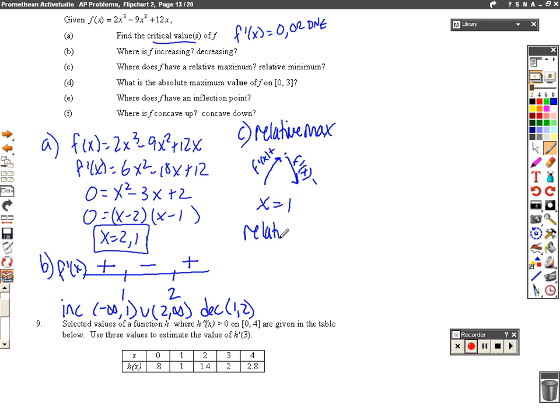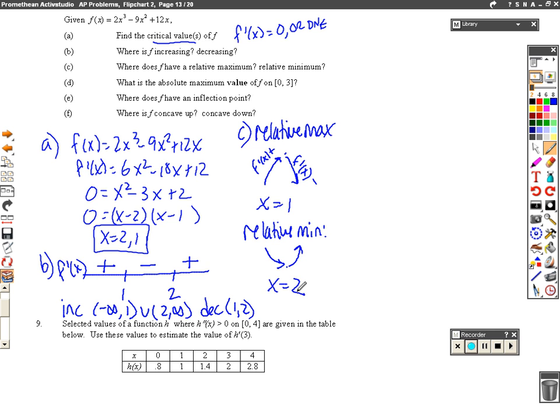Relative min occurs when the opposite happens, when we go down to a point and then we go up afterwards. That would make it a min. So that's a negative first derivative, positive first derivative, and that occurs when x equals 2.